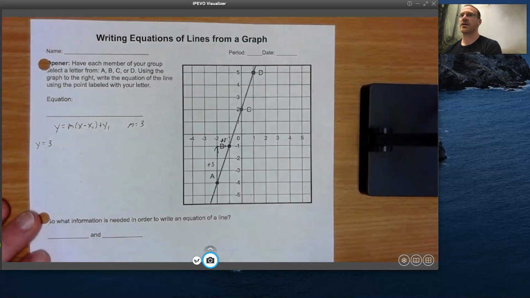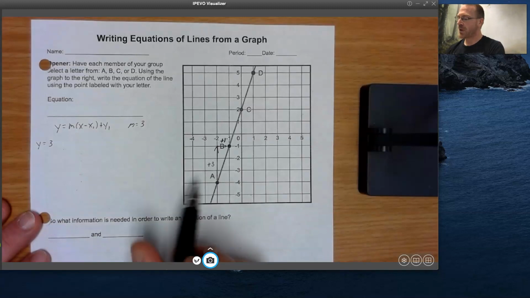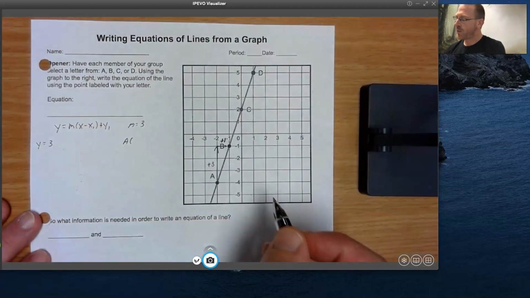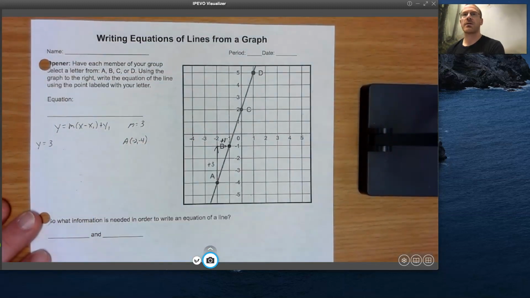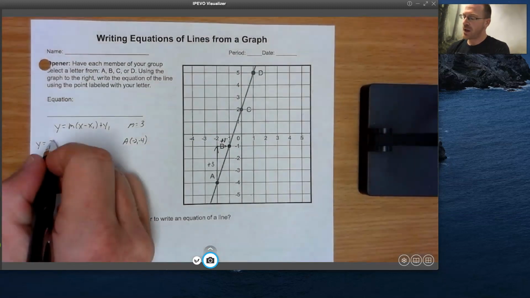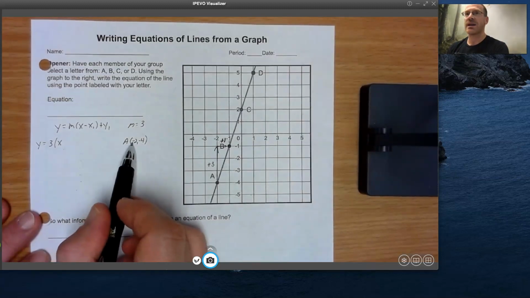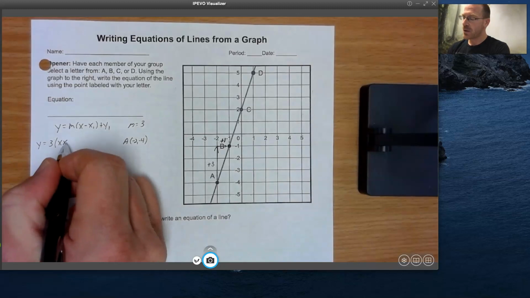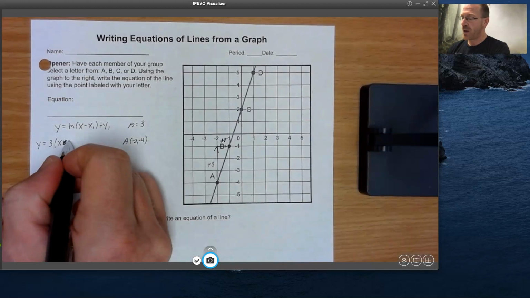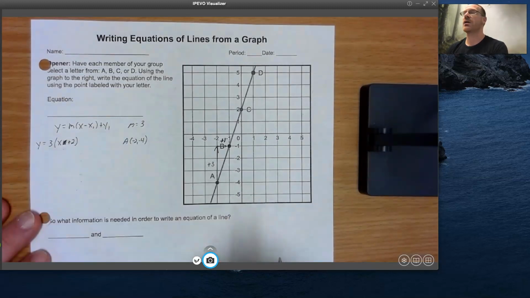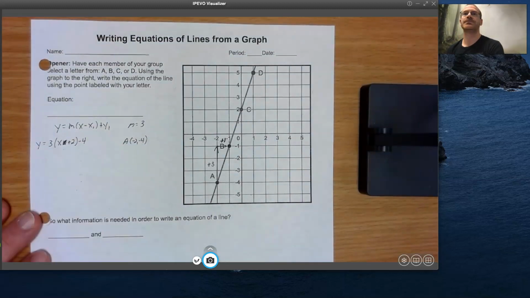Then the something else all depends on what point you pick. If you picked A, A is the point -2, -4. Then your equation would be, open my parentheses, and then I have x minus x1. When I subtract a negative, x minus -2 becomes x plus 2. We saw in our pattern that it was always opposite, and then my y would be -4.